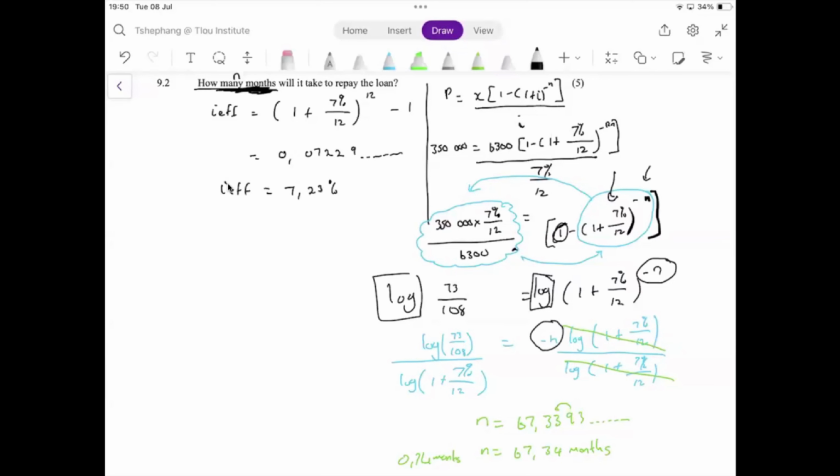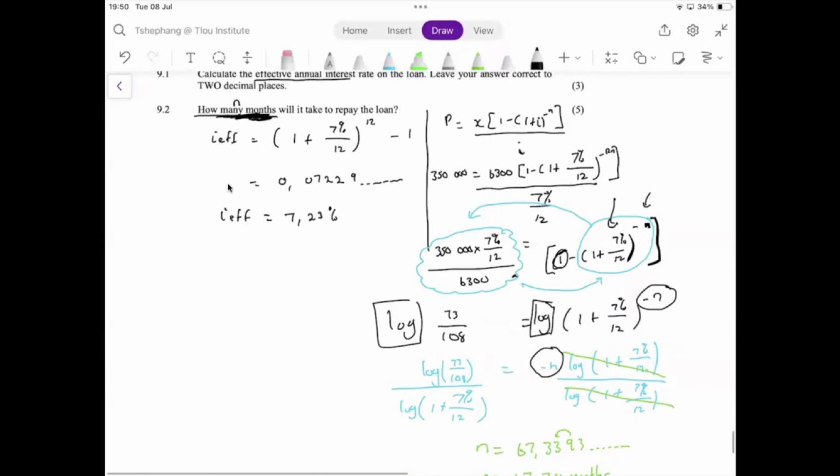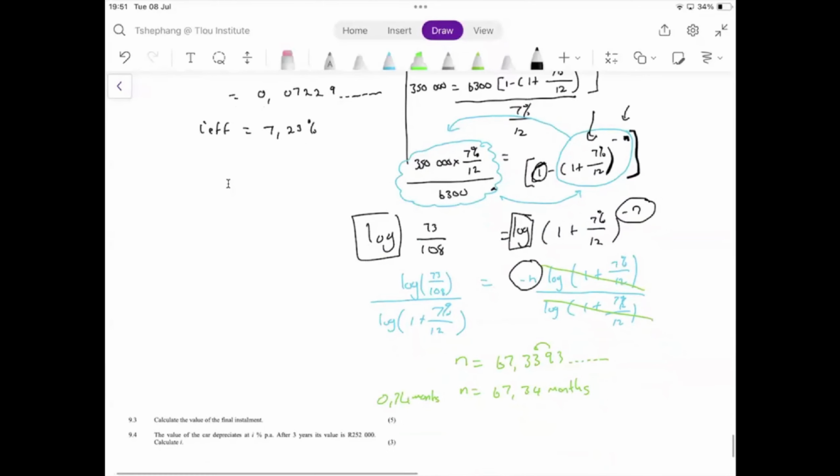Okay, so the reason I removed the 12 is because the question was asking us for months. It wasn't asking for years. It was asking for months. If it was asking for years, I'd have to put the 12 and then divide by 12, because this divided by 12 will give you the number of years, 5 comma something years. So if it was for years, we're simply going to include the 12. If you don't want to include the 12, you just divide by 12 at the end.